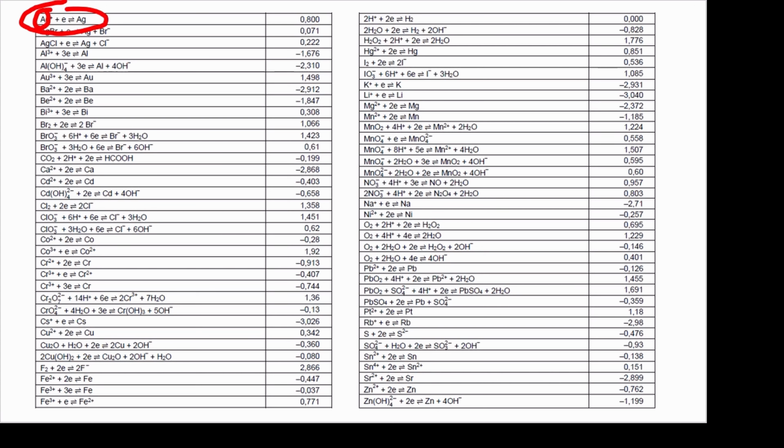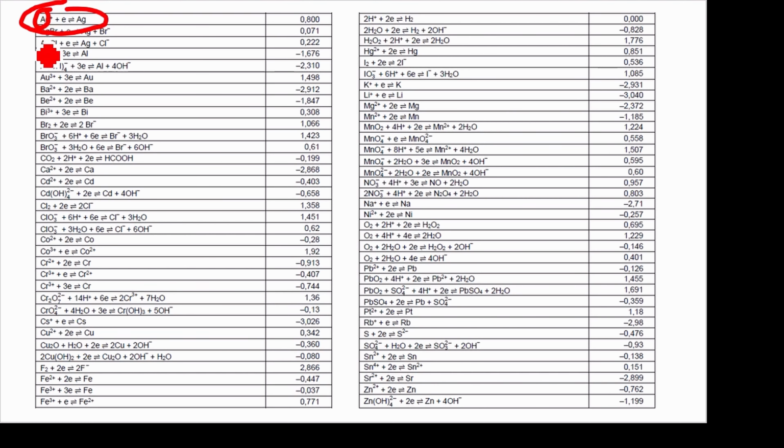While when this half cell is a cathode, yes, this reaction will proceed from left to right. So silver cation will be reduced into silver metallic atom.